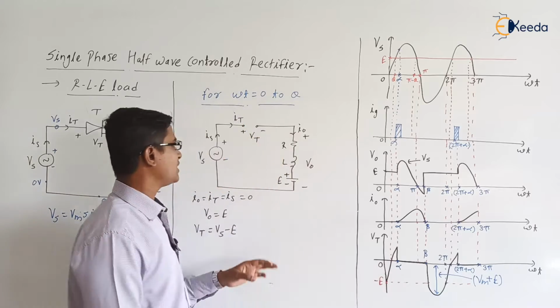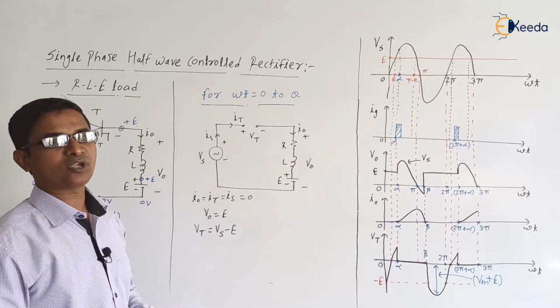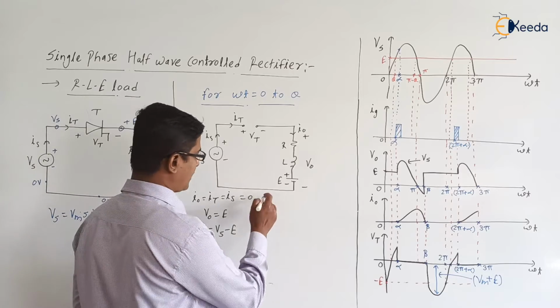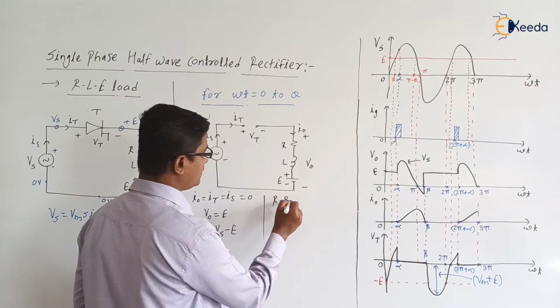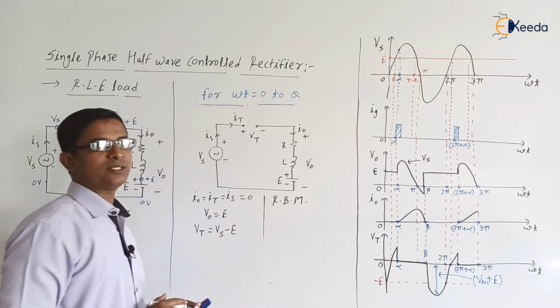Okay, so can we say that our thyristor will be in the reverse blocking mode? From 0 to theta, the mode of operation of the thyristor is the reverse blocking mode. Are you getting the point, right?